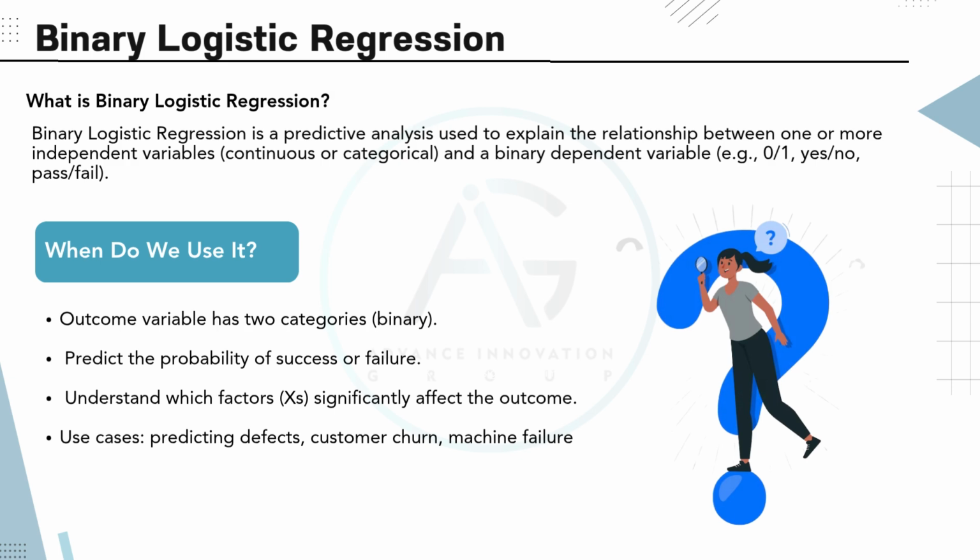In customer service, it can help predict customer churn, whether a customer will stay or leave based on engagement metrics. In predictive maintenance, we can estimate the likelihood of a machine failing based on sensor readings or usage data. So, in short, binary logistic regression is your tool when you have a binary outcome and want to model or influence that outcome using meaningful predictors.